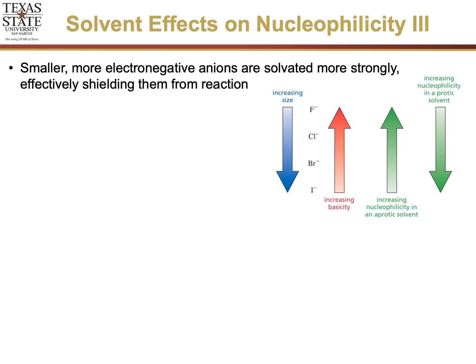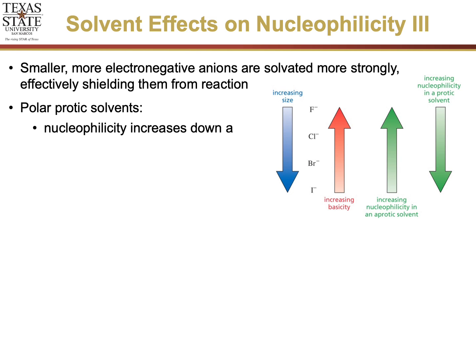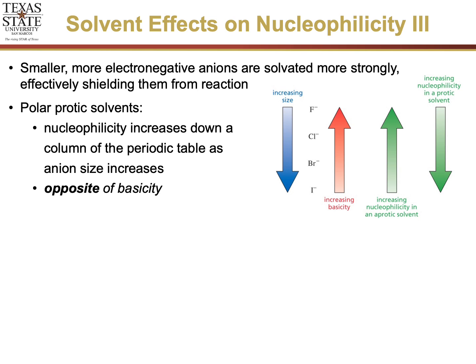Okay, so let's take a look at all the trends in solvent effects on nucleophilicity. The smaller, more electronegative anions are solvated more strongly, effectively shielding them from the reaction. Meaning that fluorine's the smallest, iodine's the biggest. So as we have increasing size, we have decreasing basicity. As we have that increasing size, we have increasing nucleophilicity in protic solvents. But the opposite is true for smaller ions. Nucleophilicity increases as we go down the column in polar protic solvents because the ion size increases. That is the opposite of the basicity.